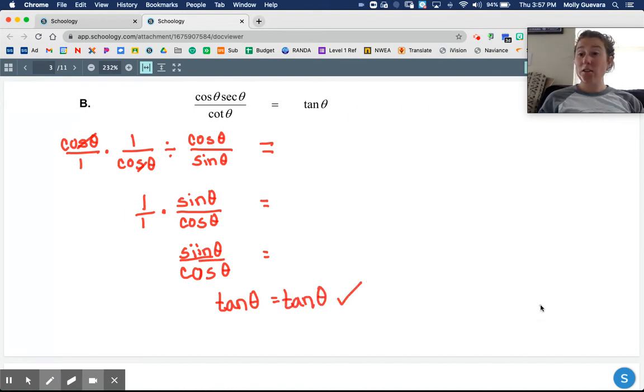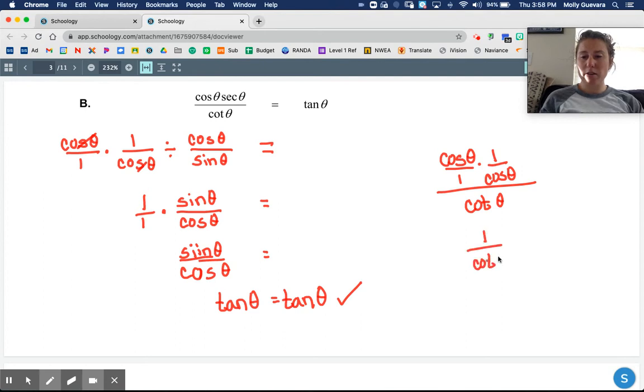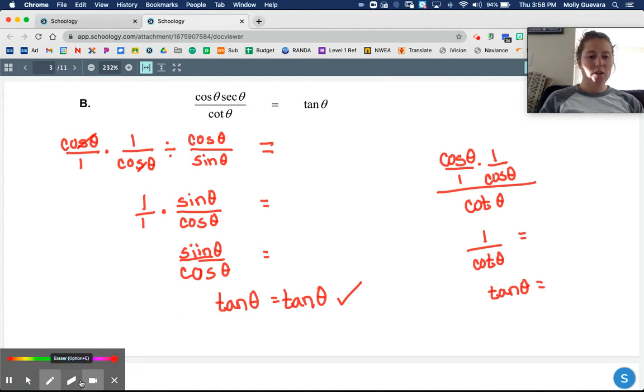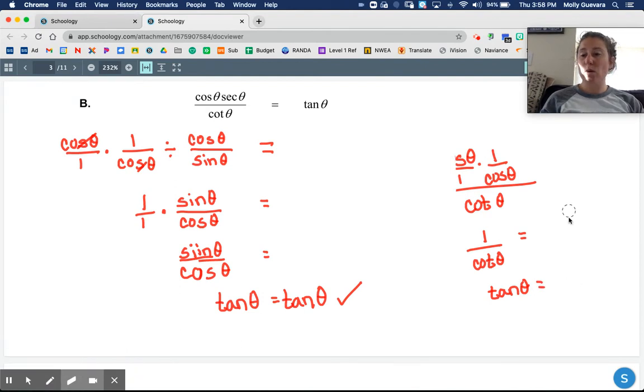Now, that's not the only way to do this one. I could have also done cosine of theta over 1 times 1 over cosine of theta, because that's secant of theta. And I just keep it over a cotangent of theta. Well, this is 1, so that becomes 1 over cotangent of theta. And 1 over cotangent theta by rule is tangent. That's another way you could have done it. So with a lot of these, there's not just one way.